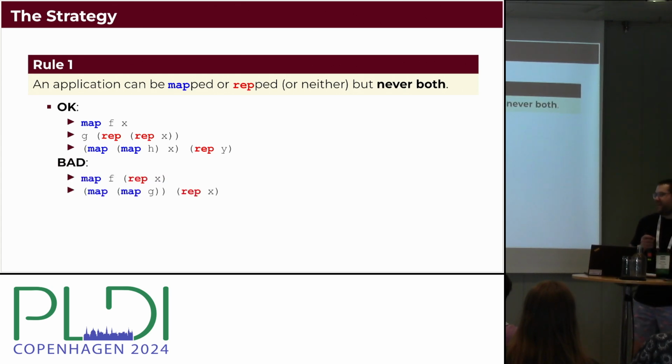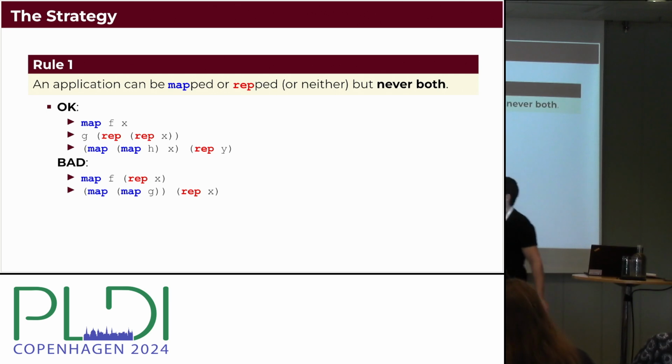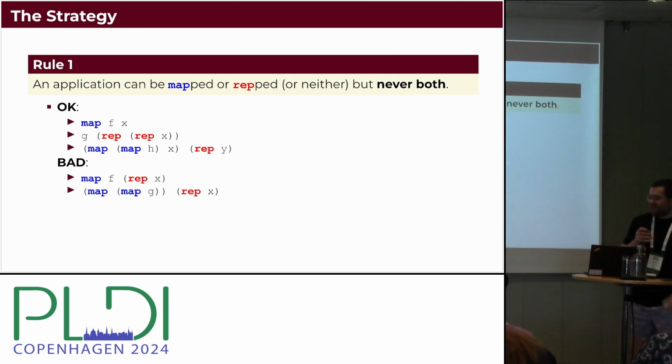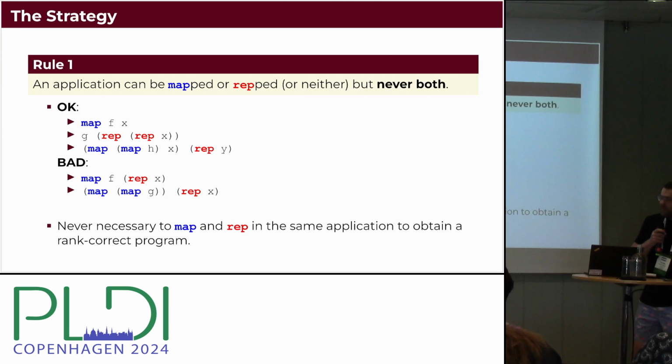But what isn't okay is mapping and repping in the same application. So here f is just applied to x, so it's considered the same application, and that's illegal. And also in the second example there as well. And the point is that it's never necessary to map and rep in the same application, because you can always get a rank correct program without doing this. So it's an easy way to eliminate possible elaborations.